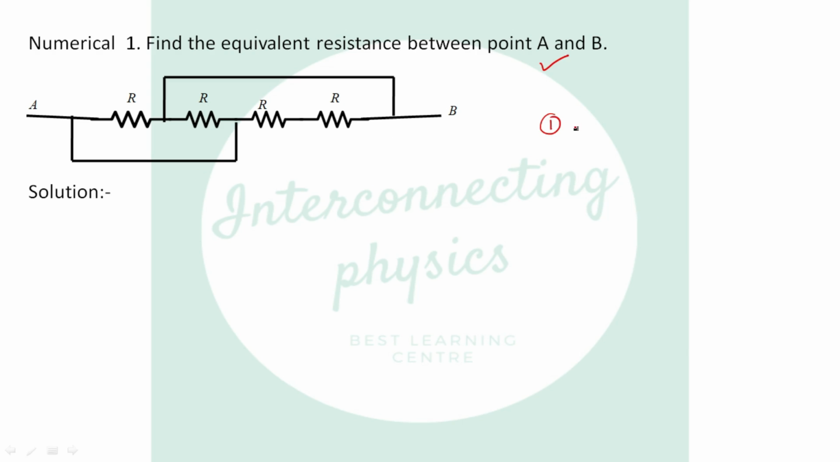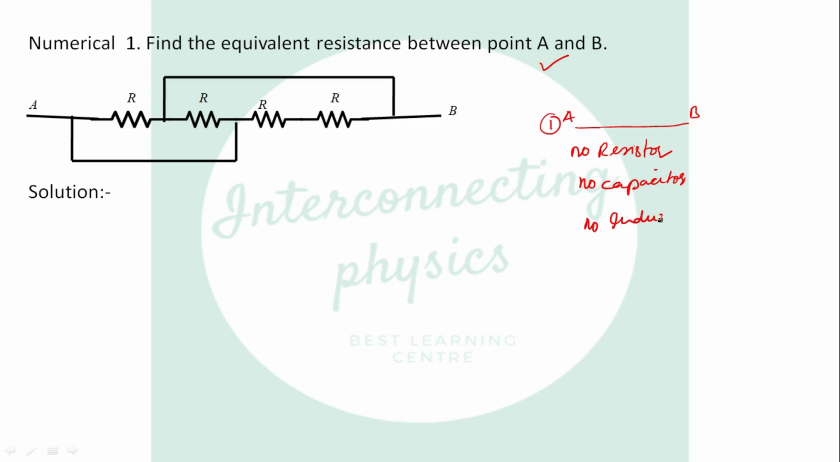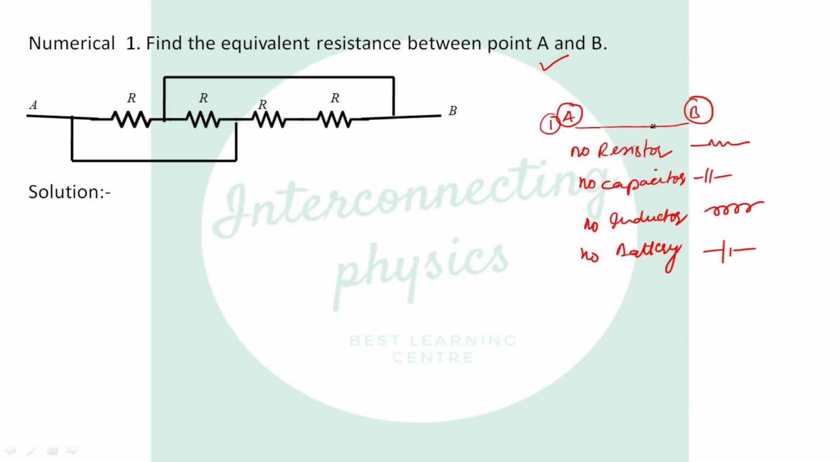Number 1, if we have a wire AB and in this wire there is no element present, that is no resistor, no capacitor, no inductor, no battery, then we say the potential at A is equal to the potential at B and there is no potential drop across this wire. And if there is some element present in the wire, whether resistor, capacitor, inductor or battery, then there is some potential drop. So now using these points, let us understand this.